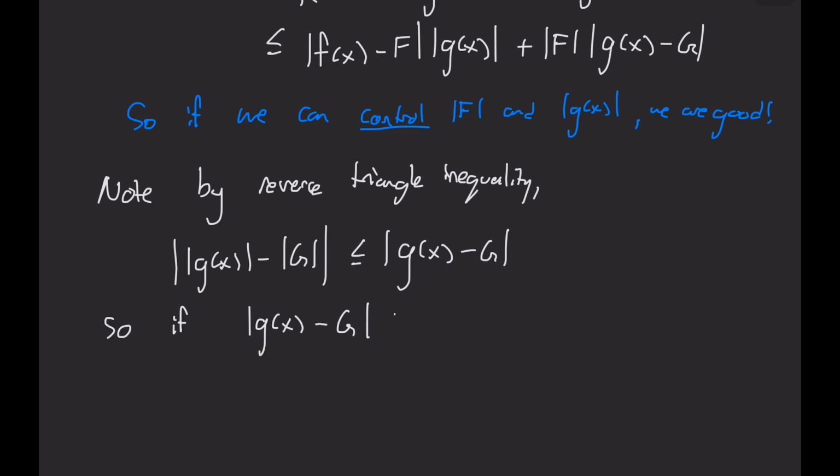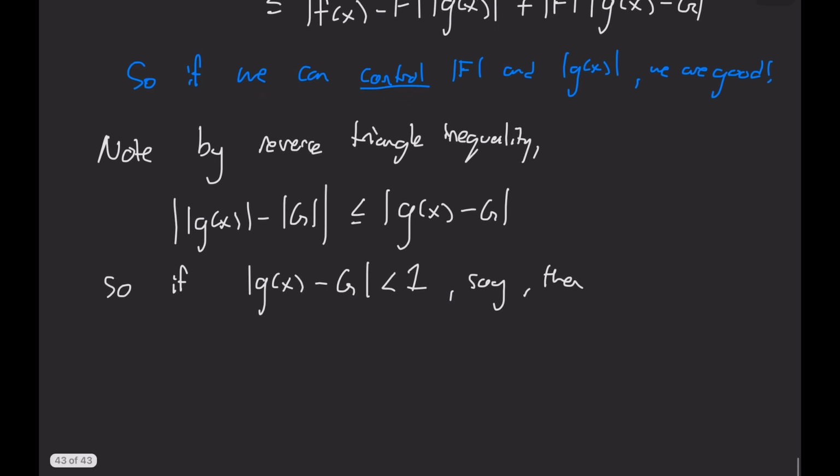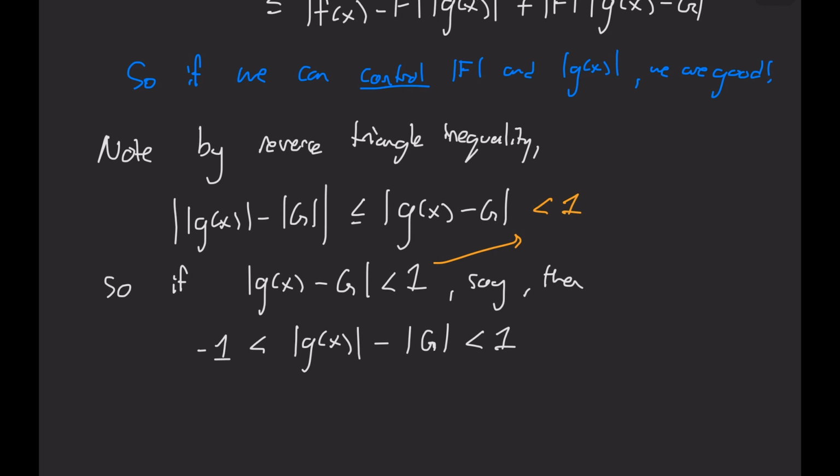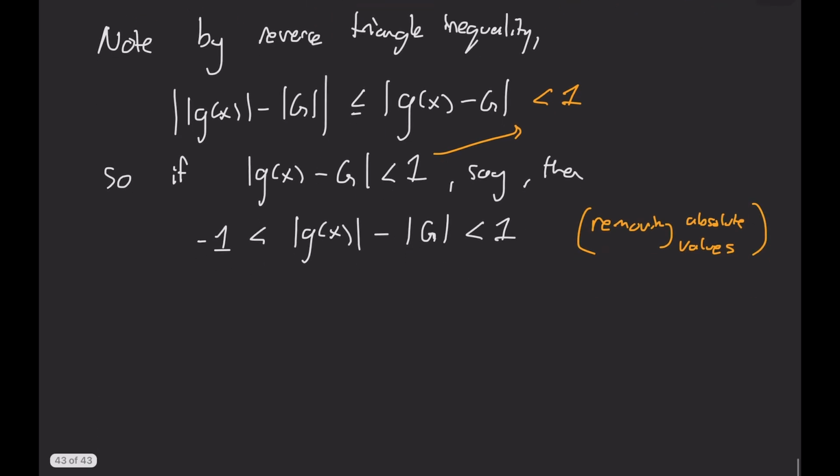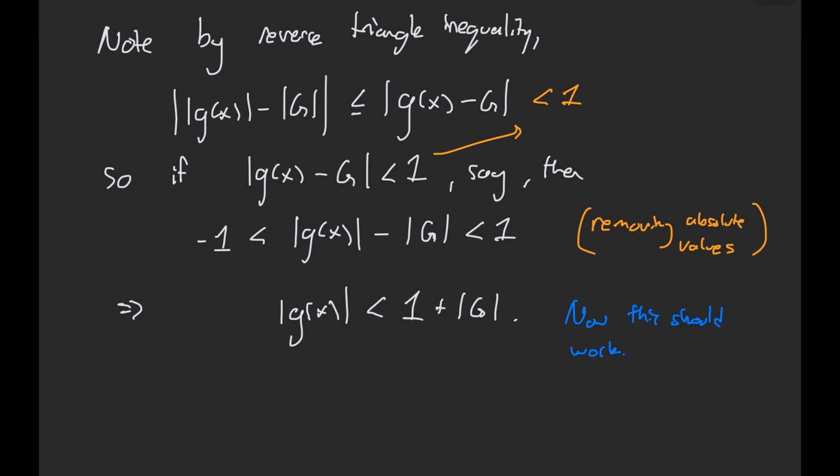So if that right-hand side is less than 1, say, we don't have to pick 1, but just for sake, then I can use the left-hand side to remove the absolute values and get that absolute value of g minus the absolute value of capital G is between 1 and negative 1. So again, that's just by combining those two inequalities and removing the absolute values. So that means that absolute value of g of x is less than 1 plus the absolute value of capital G. So that means we've controlled that quantity. It's less than some constant, so it won't blow up on us. This should work.